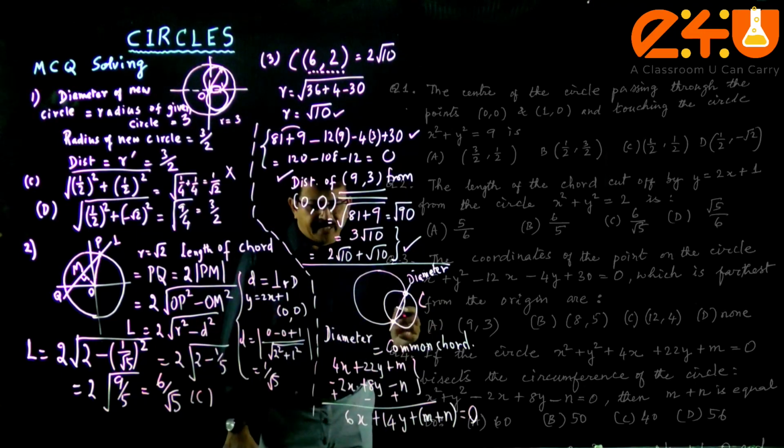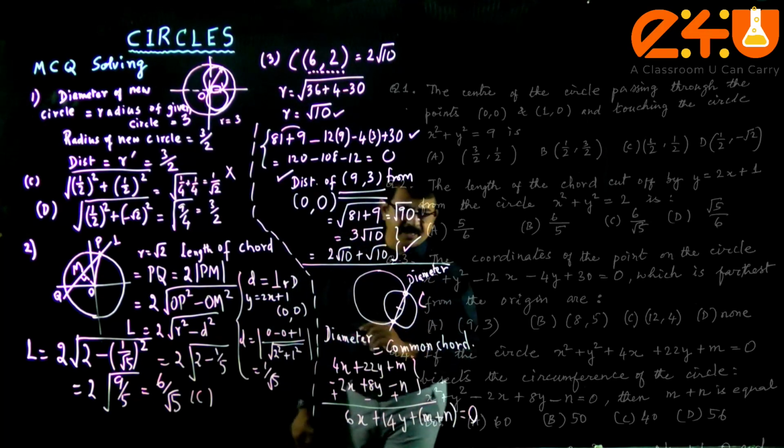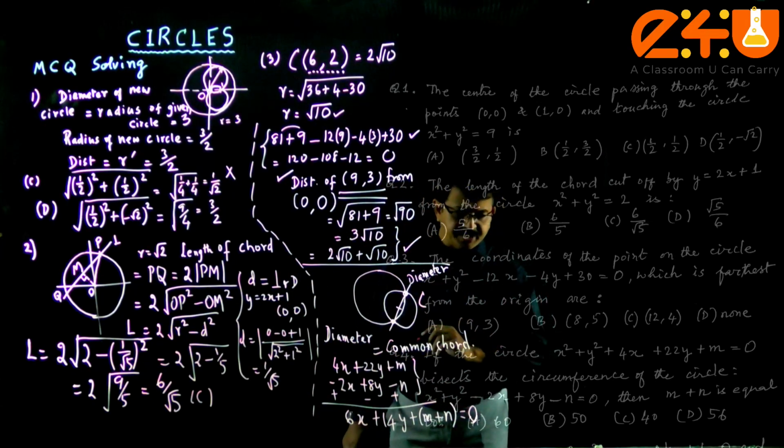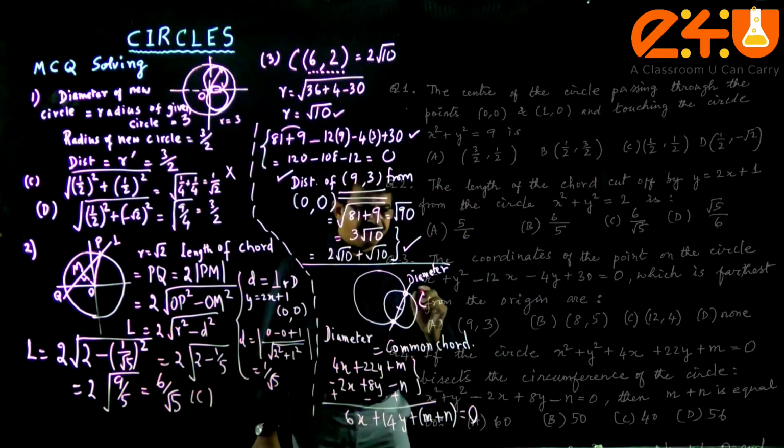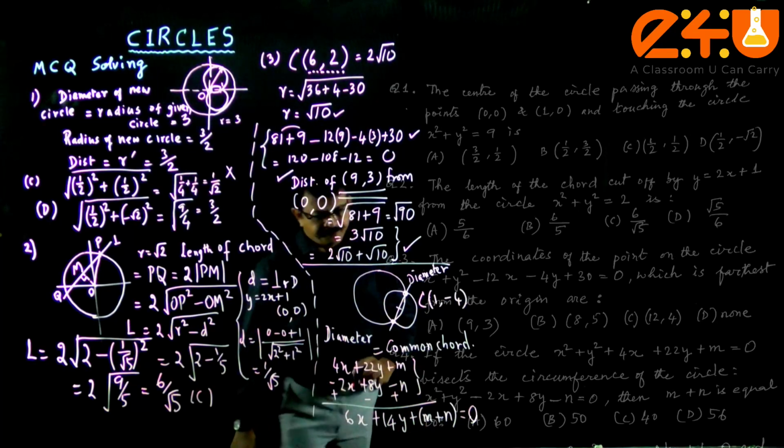As usual, take the second circle and what is the bisecting? The second circle's center is: take the coefficient of x, change the sign, divide by 2, and do the same for y. So it's 1 comma minus 4.